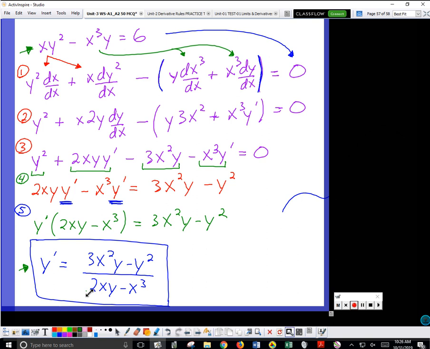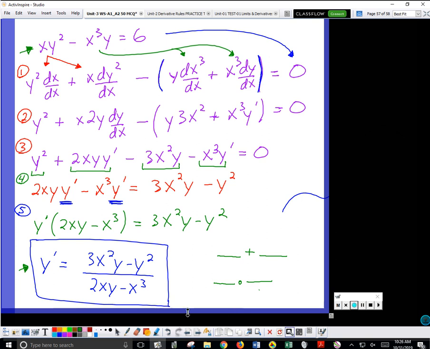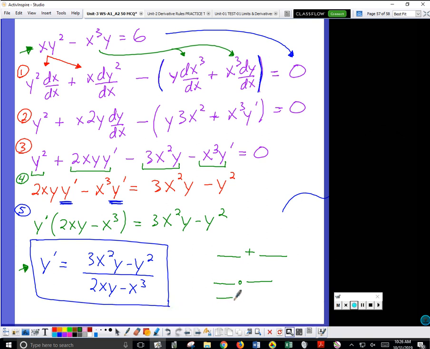When I look at the top, what I see is something like this. I see this being added to negative this. So that's not factored form, so I don't want to divide. I only want to divide when I see the numerator as being something like this or something like this, and then the denominator as well has to be in factored form. Is that your question?